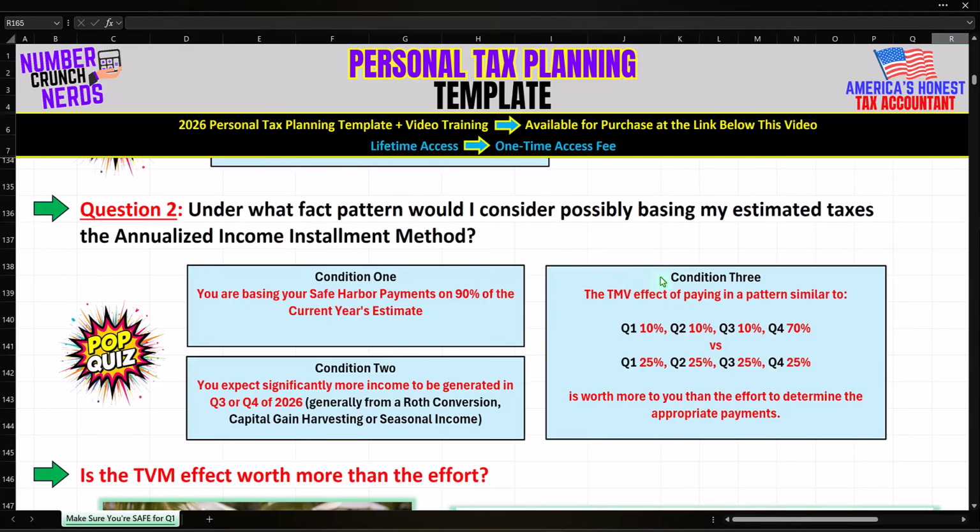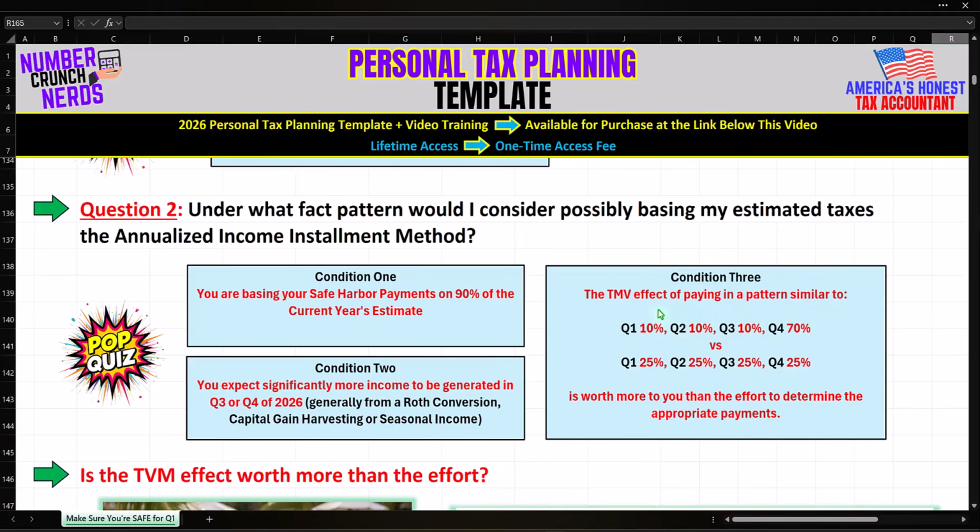And then condition number 3 is that the time value of money effect, or time value of money benefit to you, of paying your estimated tax payments in a pattern that is similar to the following. For example, it would be something like this. Q1, you pay a lower amount, like 10%. Q2, you pay 10%. Q3, you pay 10%. And then finally in Q4, you pay 70% of the estimated taxes that are due for the year.